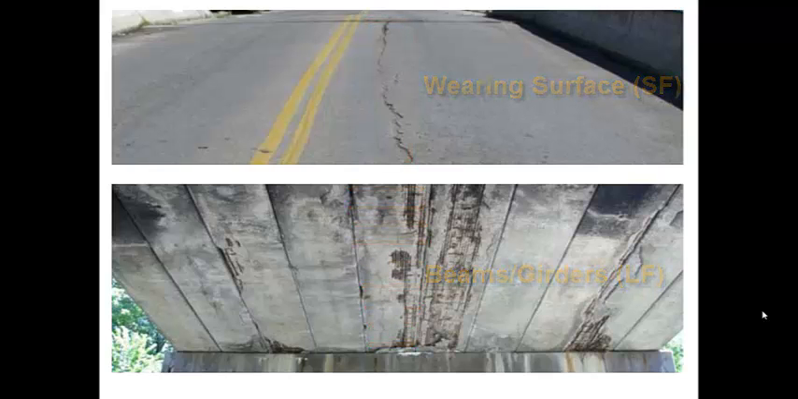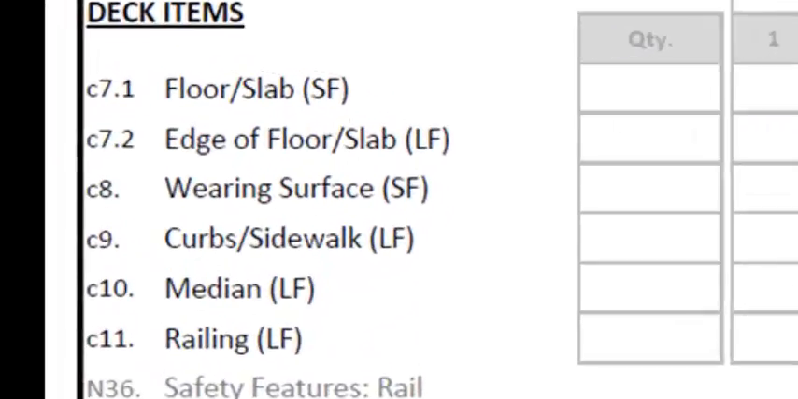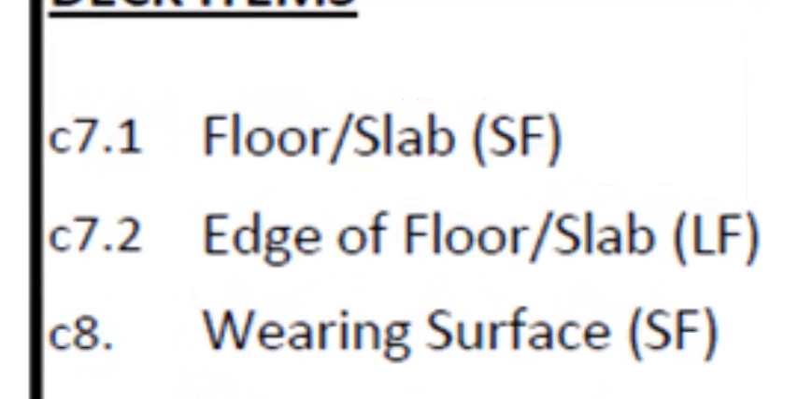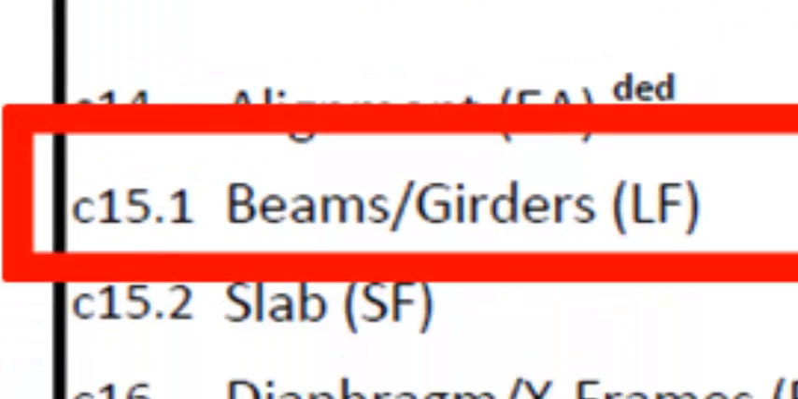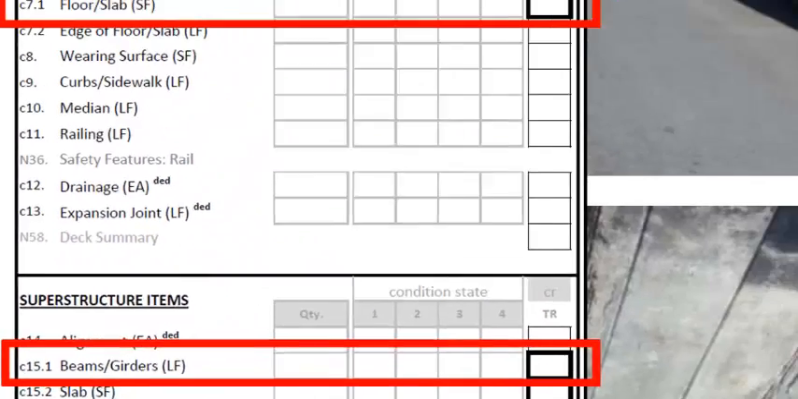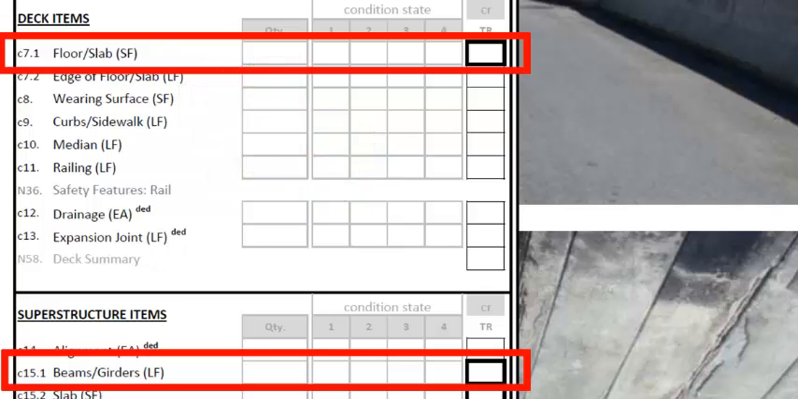And while we stay on this topic of top versus bottom, the field report has an item for floor slab and beams and girders. So there's a deck item, a structural deck item that we rate, and a structural superstructure item that we rate. What I've talked about here is the beams, girders, the linear foot. So each linear foot gets its condition state. And historically, what we've always asked inspectors to do on the BRD6 is to rate the floor and the beams, girder, slab the same.